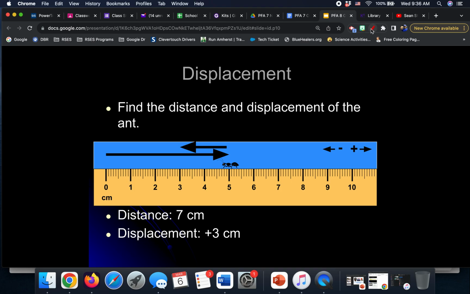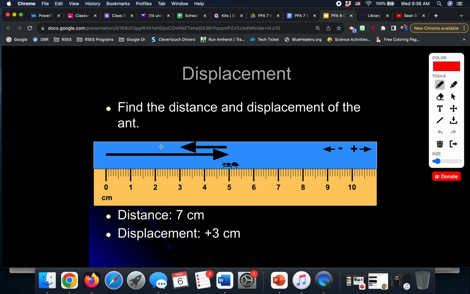Now here's one that gets a little tricky. We showed this one before. We said his distance was 5 to the right, 2 to the left. So he traveled a total of 7 centimeters. However, his displacement is 3. What? How does plus 3 make sense for his displacement?